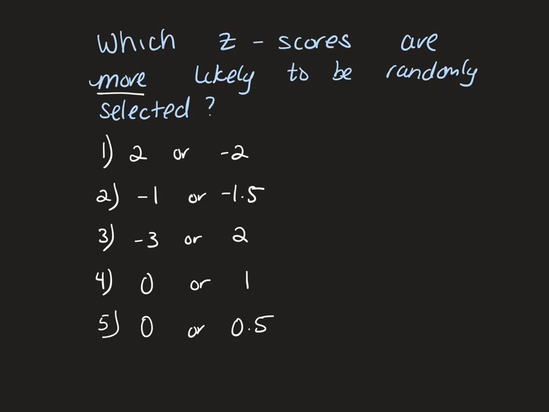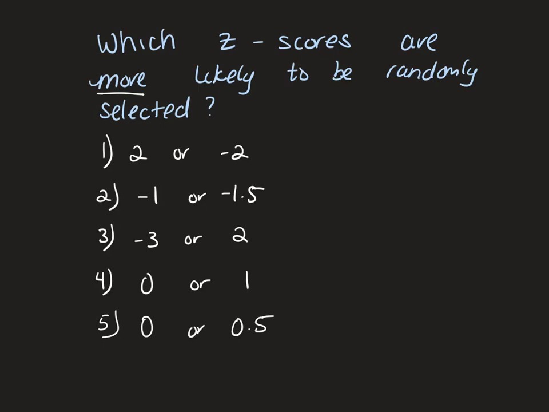Pause here and try a quick practice. Remember that you don't need to know the raw score or the standard deviation to know which z-score is more likely to be randomly selected. The z-score that is closer to the mean, or closer to a z of 0, is always the one that is more likely to be selected at random theoretically.